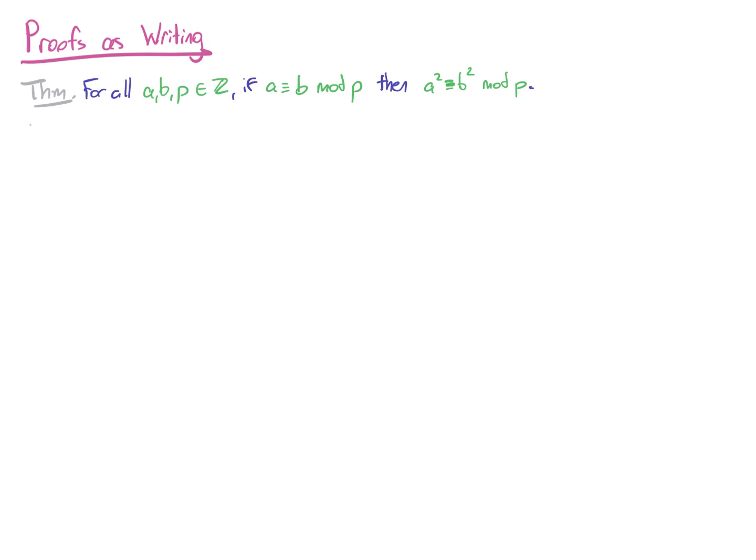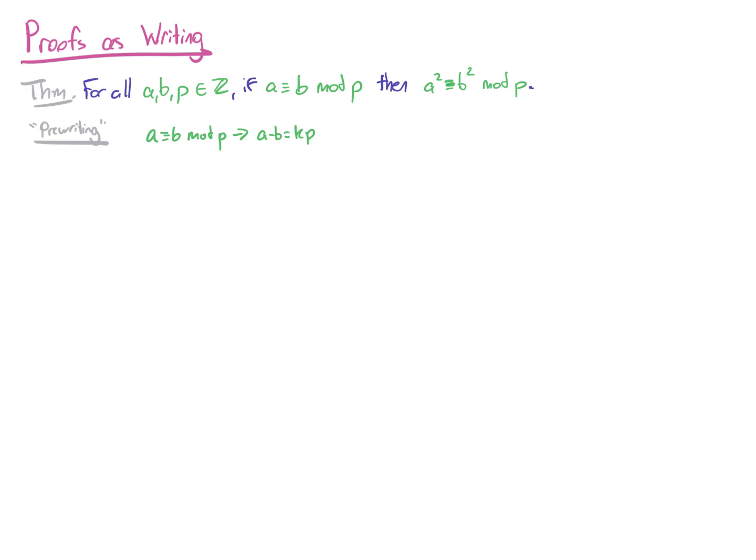So let's start with some pre-writing. I'm going to call this pre-writing here. So this is not yet a proof. This is some pre-writing. So what do I know? And when we're pre-writing, we can be as casual as we want. What do we know? We know that if a is congruent to b mod p, that means that a minus b must be equal to k times p for some integer k.